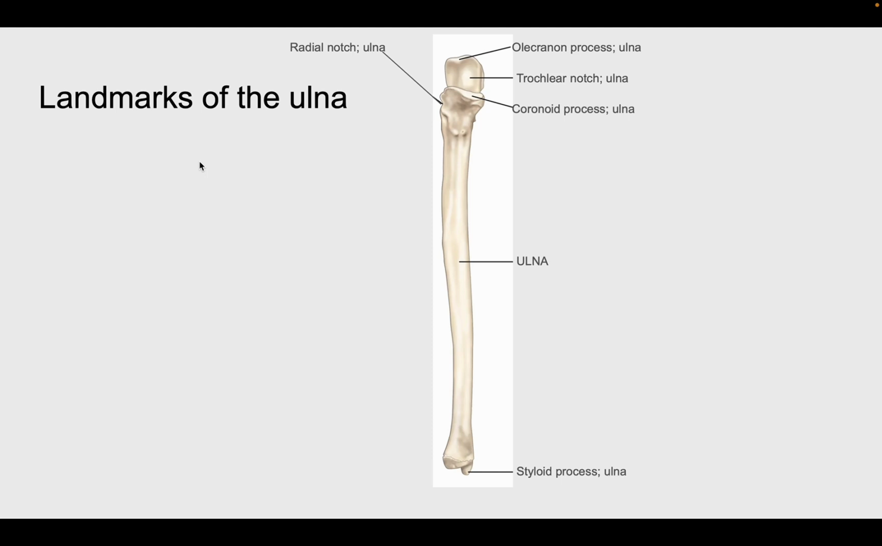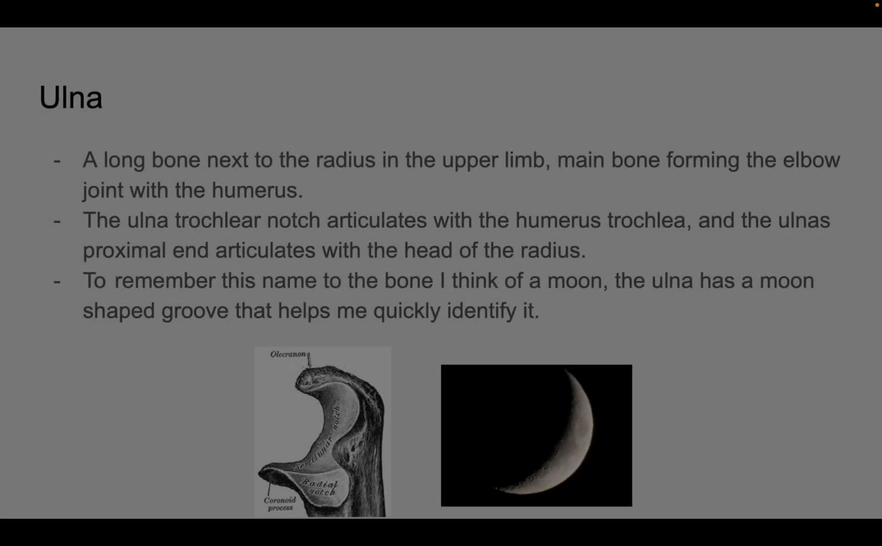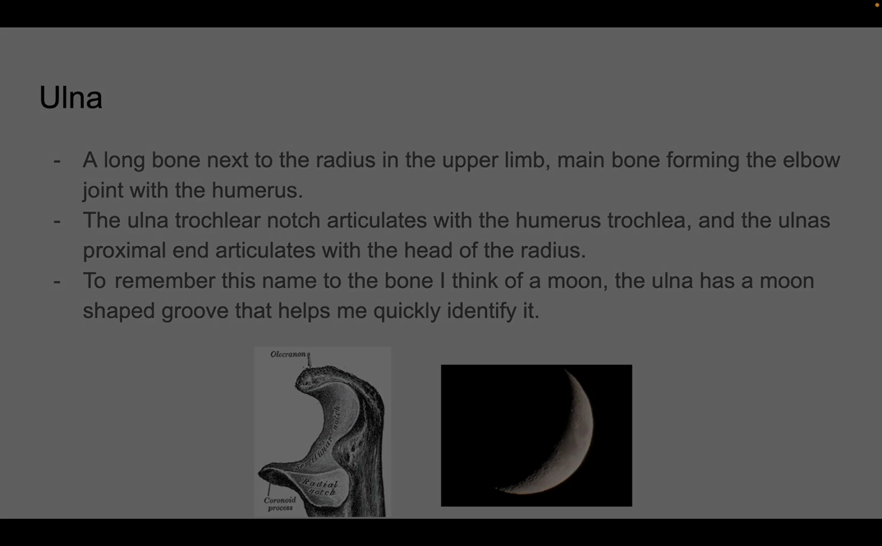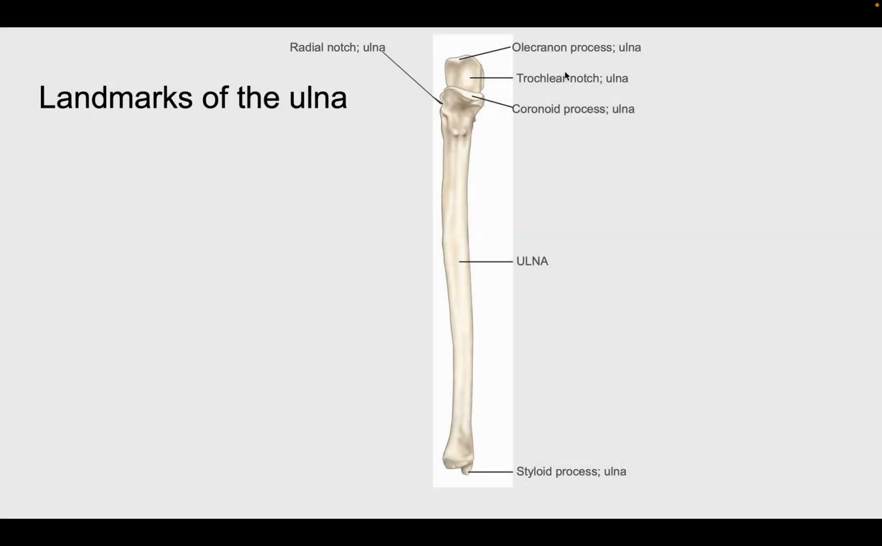Now moving on to the landmarks of the ulna. Starting off, we have the olecranon process of the ulna, which is the very top. Going back over here, this little peak is the olecranon process of the ulna. Then the indent is the trochlear notch of the ulna. Next, we have the coronoid process of the ulna.